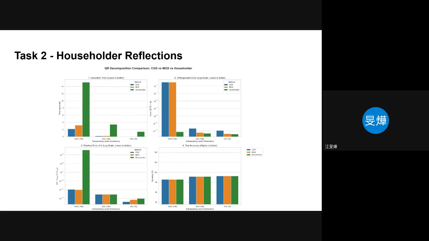And finally, the bottom right chart confirms our previous observation. Despite the massive difference in stability and time, the test accuracy is exactly the same across all three methods. And once again, the aggressive subsample 10% dimension gives us the highest accuracy. So the next page.